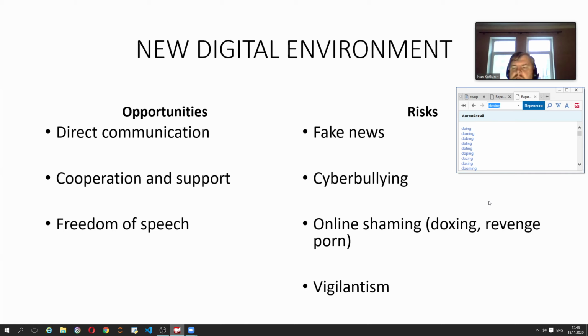Absolutely right. Doxing is very similar. Doxing is about docs, documents. So you get access to private documents of a person and you post them on the internet in order to create problems for this person. Ladies and gentlemen, I guess you have heard about this issue.